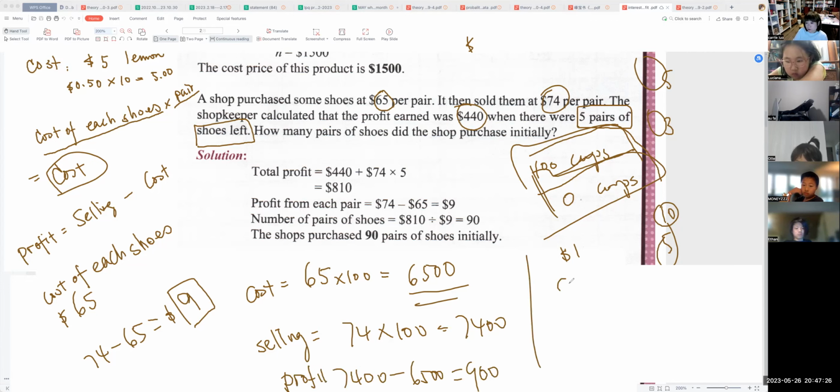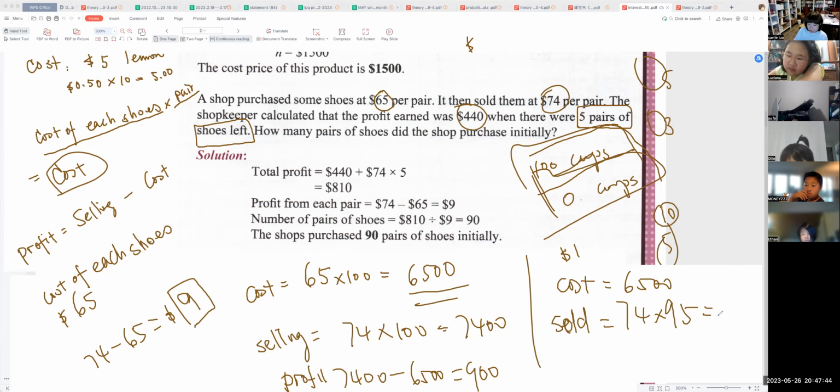But the truth is, the cost 6500. That's right. But we only sold how many pairs? 我一共只卖了95双鞋啊。Correct, everybody? 我才卖了95双鞋 so the selling price total should be 7030. So the profit is actually 7030 minus 6500 equals 530.